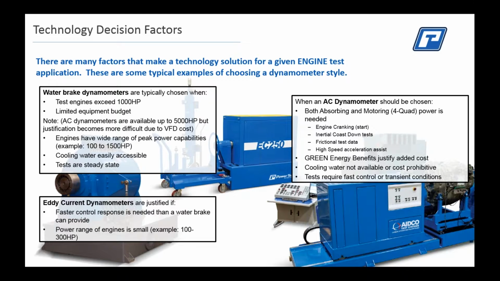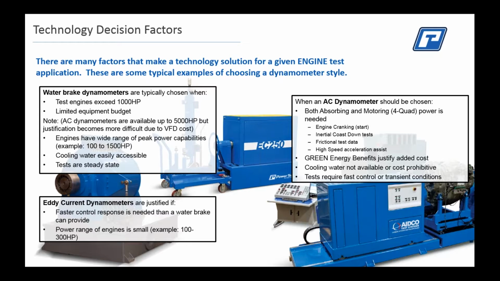Eddy current dynamometers are usually justified if you have to have some higher speed, you have enough water cooling, and you need a low inertia system. Eddy current dynamometers are faster response to control than a typical water brake, because ultimately for an eddy current you're controlling electrons, whereas with the water brake you're controlling water, which has more inertia.